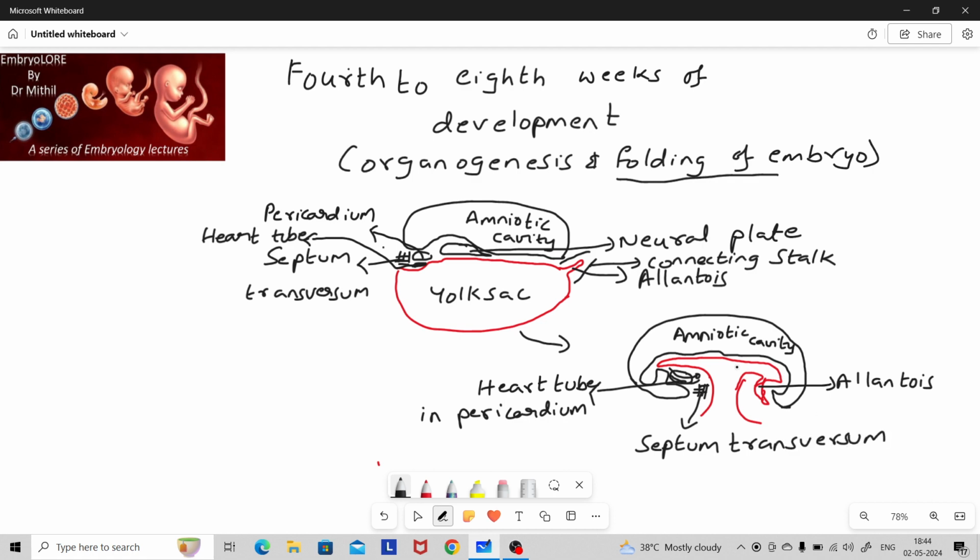Now here we will be calling this the primitive gut tube. Okay, so here the same once again, the primitive gut tube, and above that one there will be the neural tube.